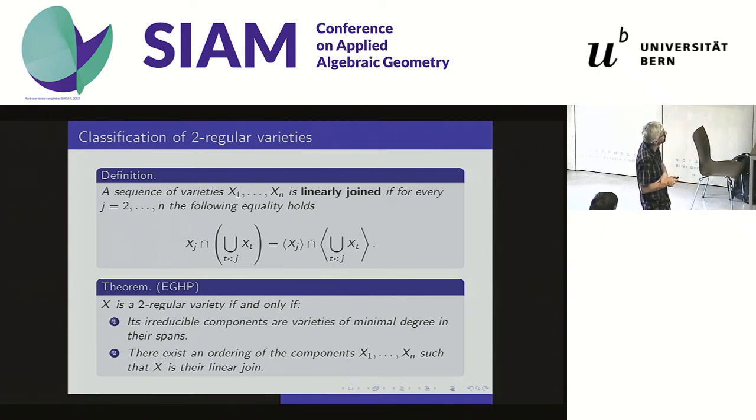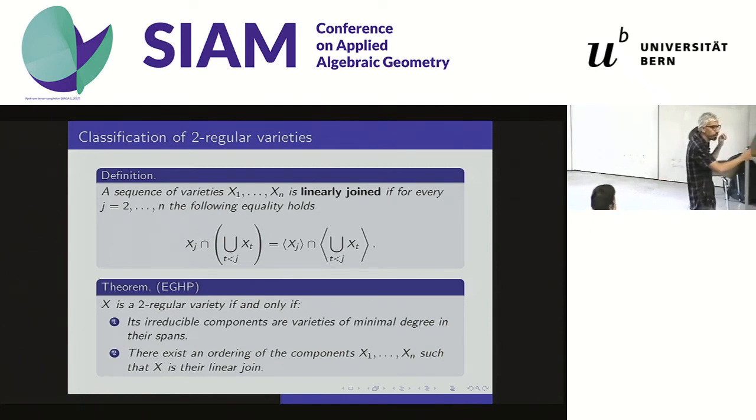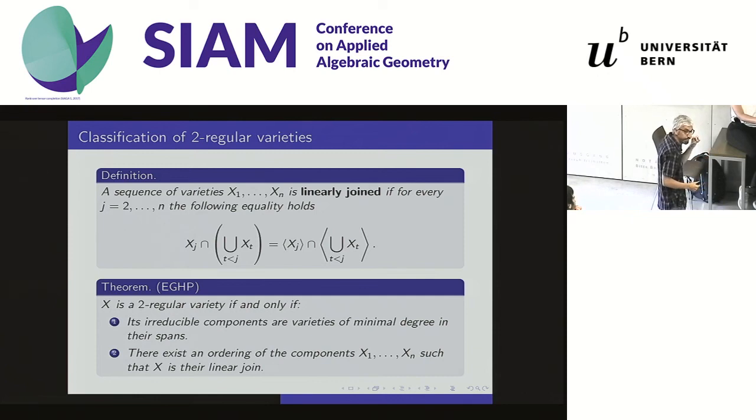And the theorem is precisely that a variety is 2-regular if and only if its irreducible components are varieties of minimal degree, and they are put together in a way which is a linear join. So it's an ordering of the components. It's really analogous to the slide where we had all the cliques, and we listed the cliques according to the perfect elimination ordering. That listing of the cliques has this property. And it turns out that you can always order the components in this manner, but it's very cool because, much like chordality, it's a property that in principle does not depend on ordering. But if you take your variety and you choose a different ordering, it might fail.